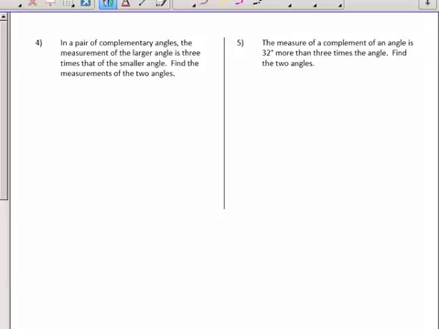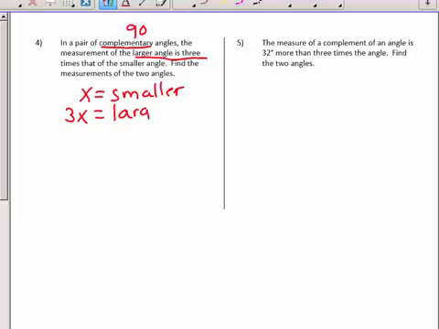So in a pair of complementary angles, we have to know complementary means 90. The measurement of the larger angle is 3 times that of the smaller. So we have 2 angles. 2 angles means that I have to have 2 types of variables here. So the smaller, we're going to let x be the smaller. And the larger is 3 times that. So 3x is the larger.